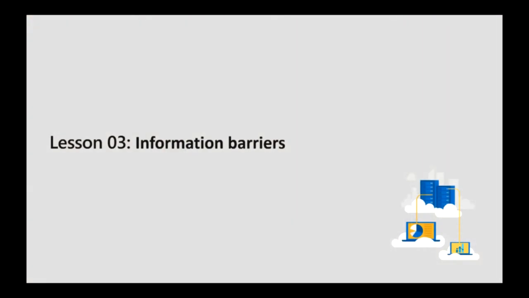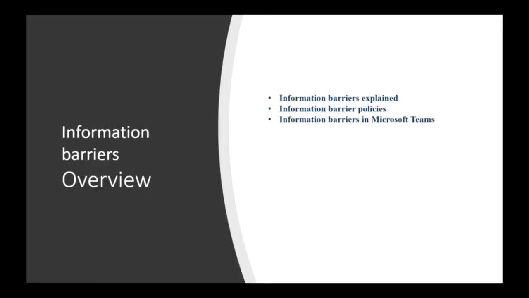We are in section 13 and in this lesson we are going to discuss information barriers. More specifically, we are going to explain what information barriers are, information barrier policies, and information barriers in Microsoft Teams. As you know, Microsoft 365 enables communication and collaboration across groups and organizations. Information barriers is the way to restrict communication and collaboration among specific groups of users when necessary. Information barriers is now supported in Microsoft Teams, SharePoint Online, and OneDrive for Business.